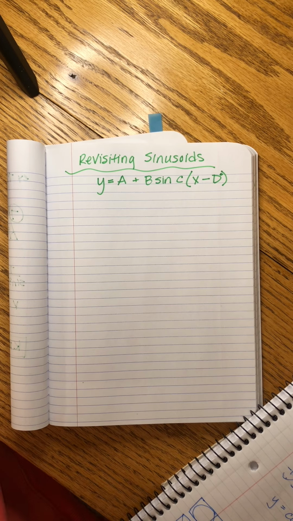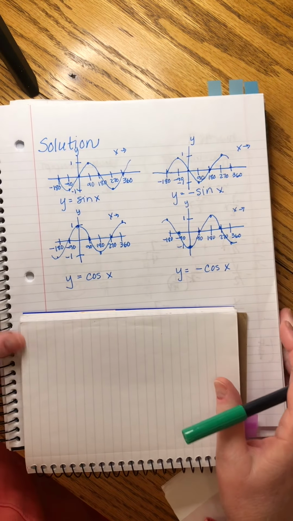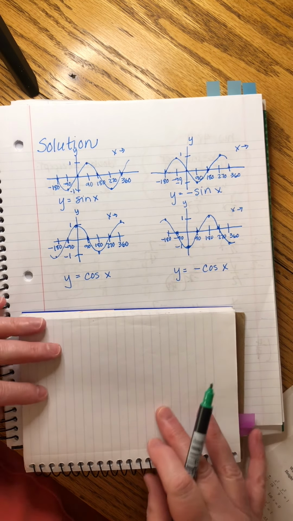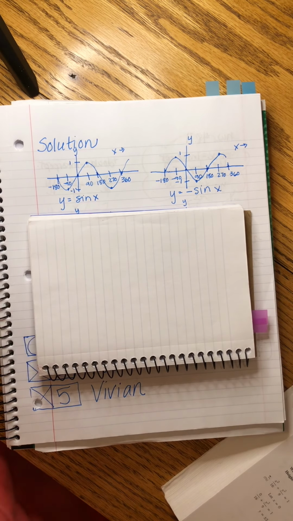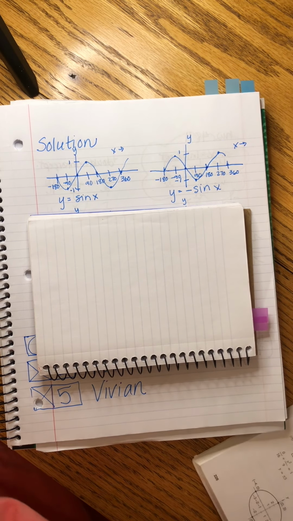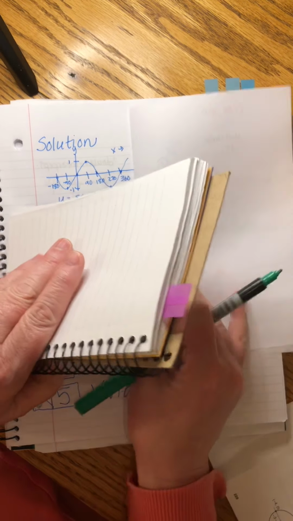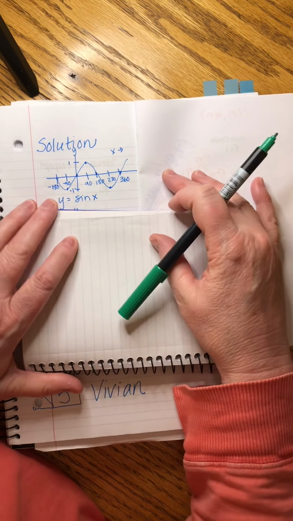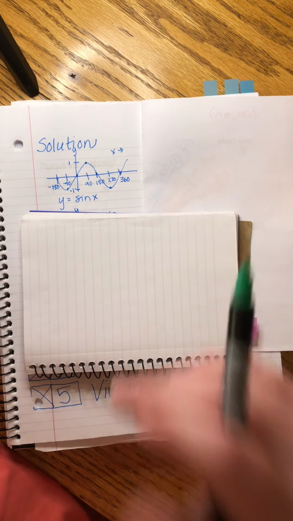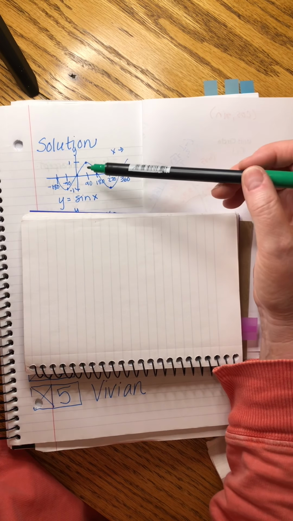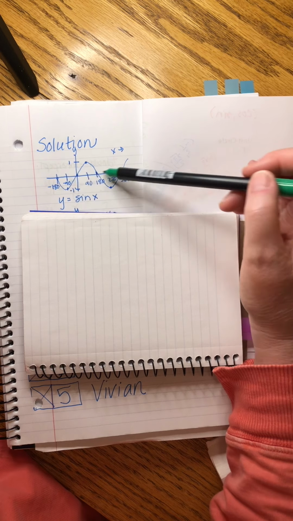I want to start by going all the way back to the beginning and looking at the very basic forms of a sinusoid, okay? Let's just start by looking at the positive sine curve. Okay, here's a basic sine curve, we call it, right? It's the sine function. And here's the y-axis, here's the x-axis.